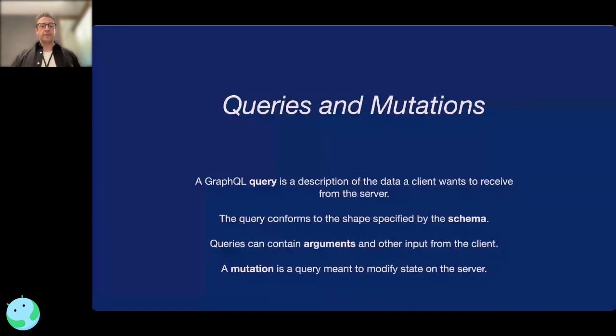So the type typically describes the GraphQL schema and conceptually can translate into many different languages. And then finally, in terms of the terminology, queries and mutations. The GraphQL query is a description of the data the client wants to receive from the server. And basically, a query conforms to the shape specified by the schema. Queries contain arguments and inputs from the client. And a mutation is a query meant to modify state on the server. You can think of queries as almost analogous to GET. Mutations are POST and PUT. I mean, in reality, they are those things, but you can kind of think of it that way if you're trying to talk between the two.